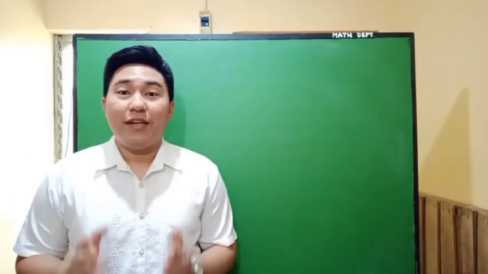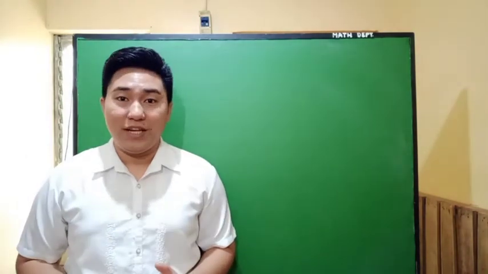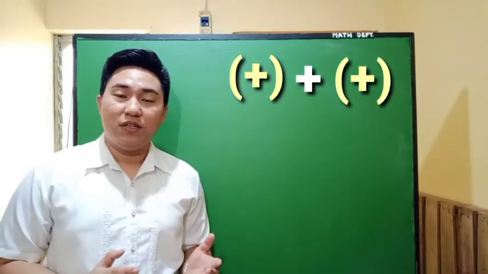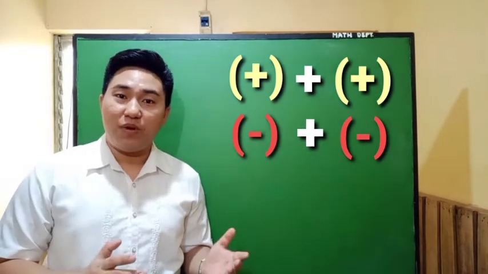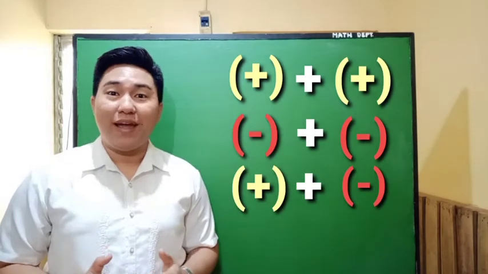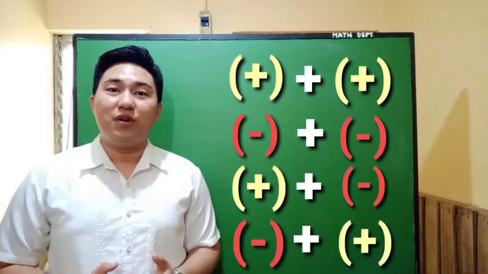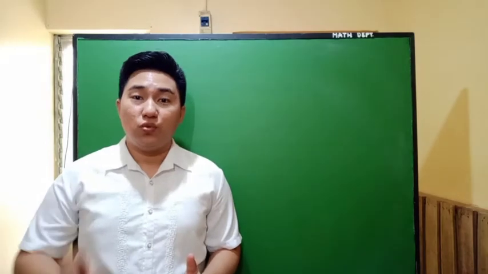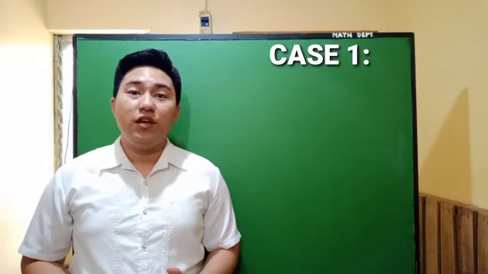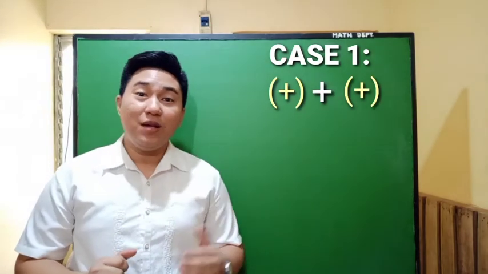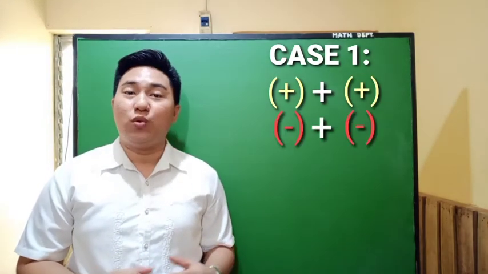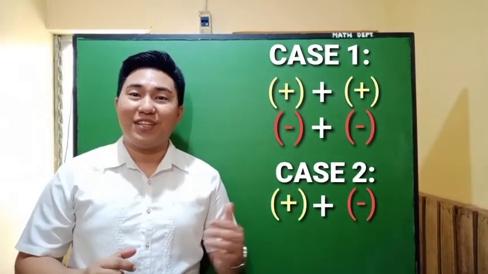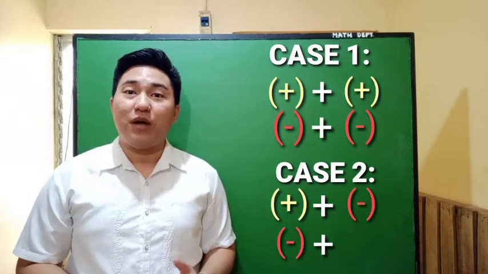Okay. And in adding integers, we have four possible combinations. The combinations are a positive number added to a positive number, a negative number added to a negative number, a positive number added to a negative number, and a negative number added to a positive number. From these combinations, we will divide this into two cases. For case number 1, we have a positive number added to a positive number and a negative number added to a negative number. For case number 2, we have a positive number added to a negative number and a negative number added to a positive number.